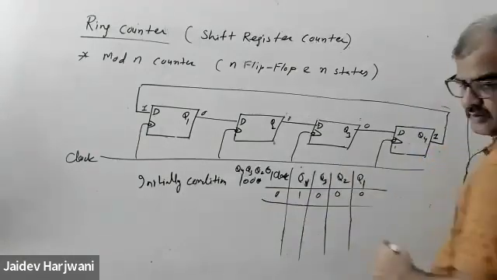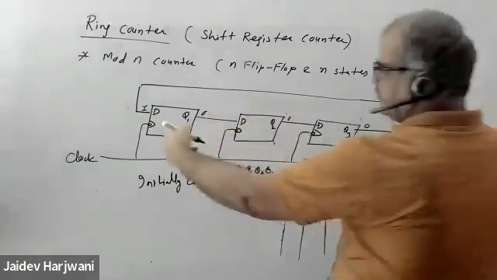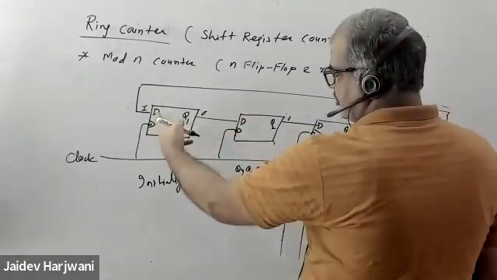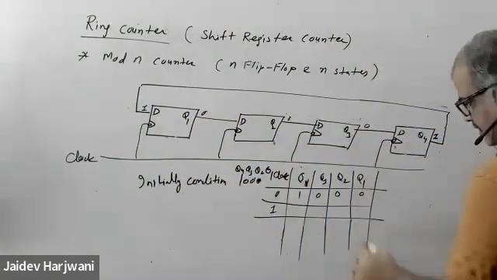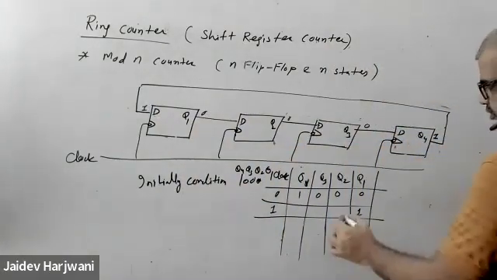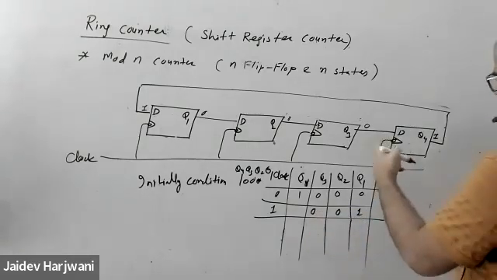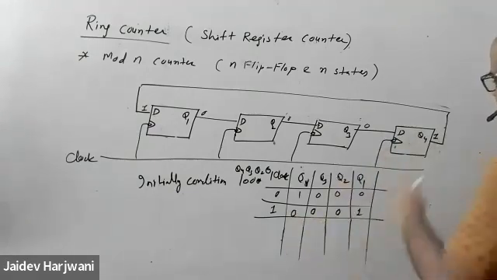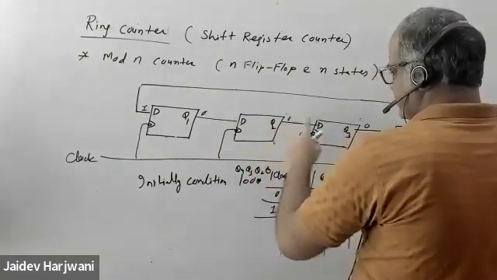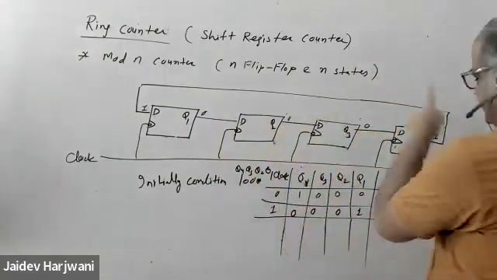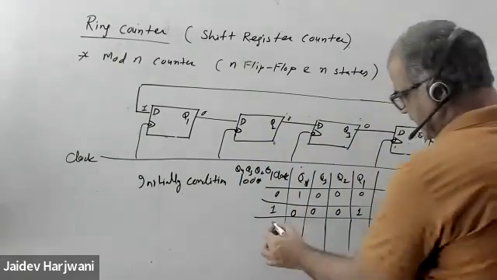Now the first clock will come. The first clock will see the input of this one is 1, so this is automatically a set condition. So your Q1 will become 1. Q2 becomes 0, Q3 becomes 0, and Q4 also becomes 0. Q1 becomes 1, this 0 comes here, becomes 0, this comes here, becomes 0. Now suppose the second clock comes.